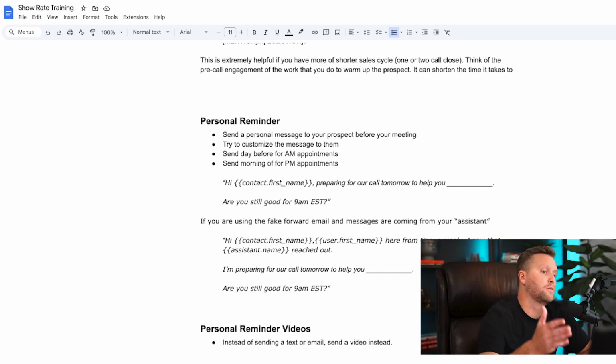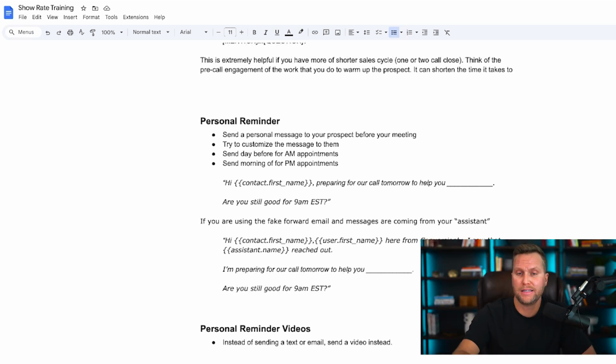So the next thing we're going to talk about is personal reminder videos. It's the exact same thing as personal reminder messages, but instead of a phone call, a text, or an email, you can record a video and then send it to them.